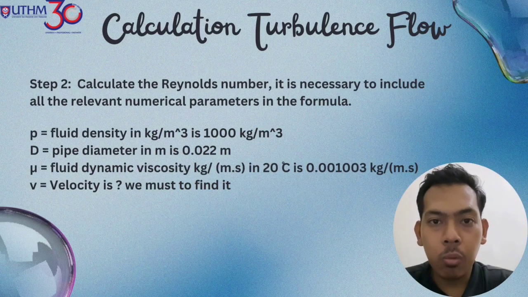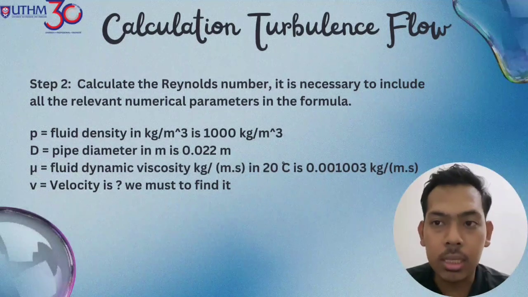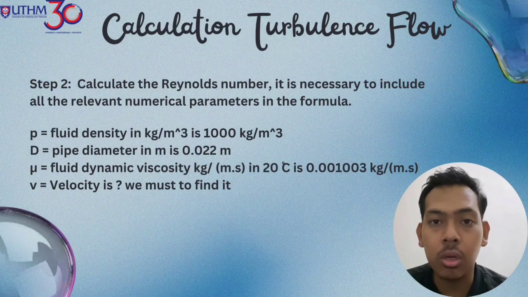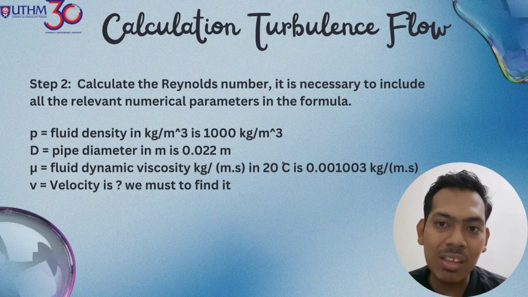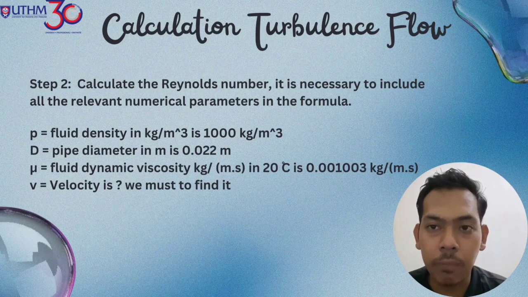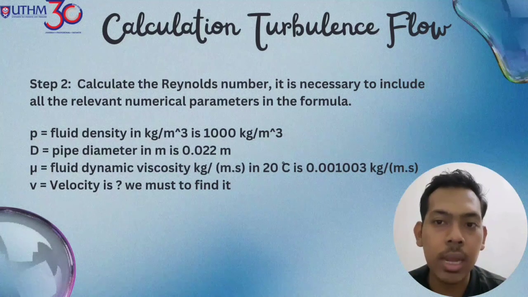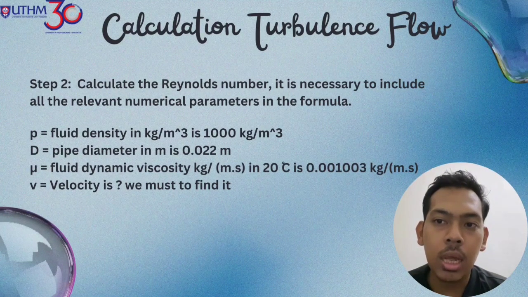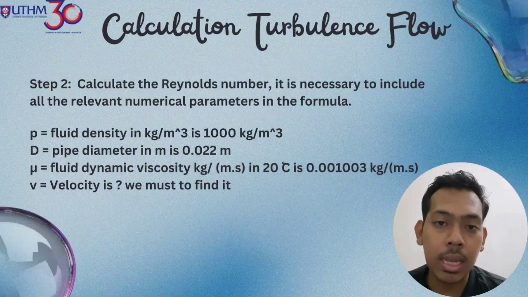Alright, next I'm moving on to step 2, which is to calculate the Reynolds number. It is necessary to include all the relevant numerical parameters in the formula. We know that the density of the fluid is 1000 kilograms per meter cubed, the diameter of the pipe is 0.022 meters, and the dynamic viscosity at 20 degrees Celsius is 0.001003 kilograms per meter second.